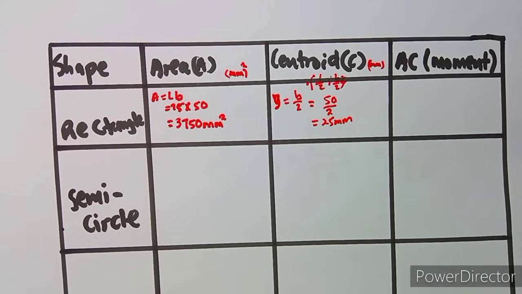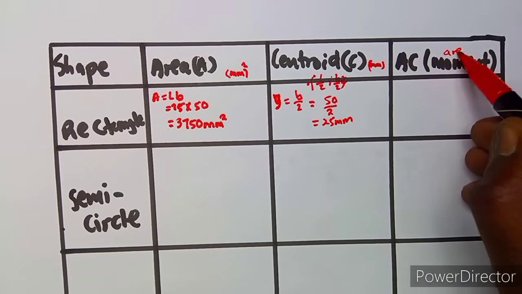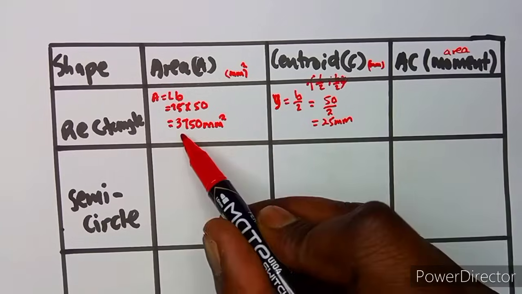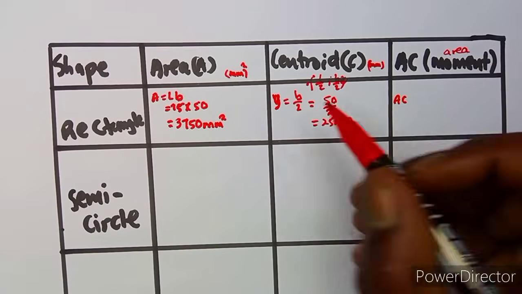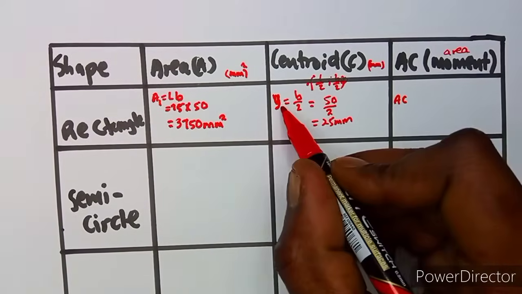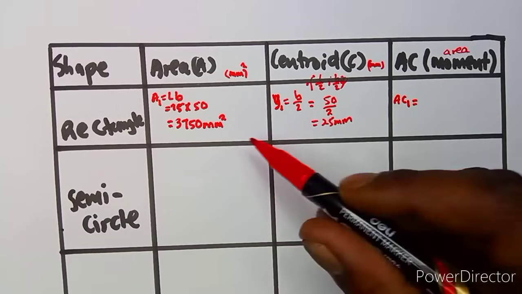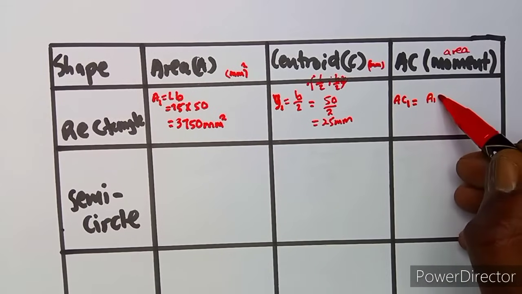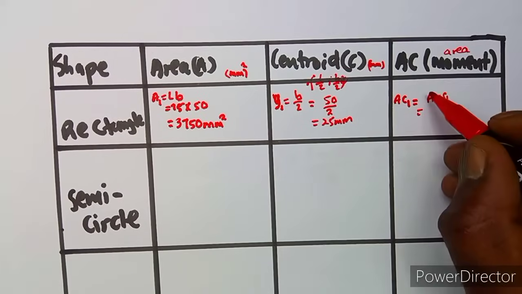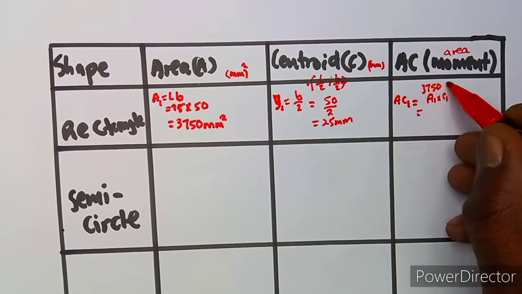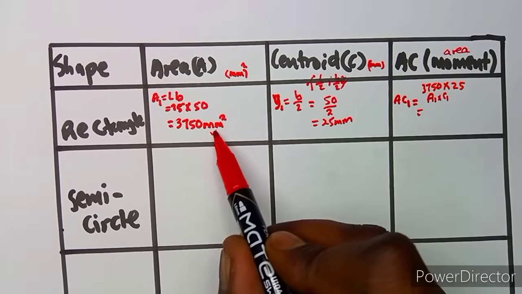Okay, so now the AC, that is your area moment in this case, which is simply multiplying area times the centroid. Already you are given, so let's just put this as area one, the centroid one, so that it can be easier for us, then area moment one. So we are just going to multiply area one times the centroid one. In this case, we have got 3750 times 25. That's your area here, and this is your centroid.